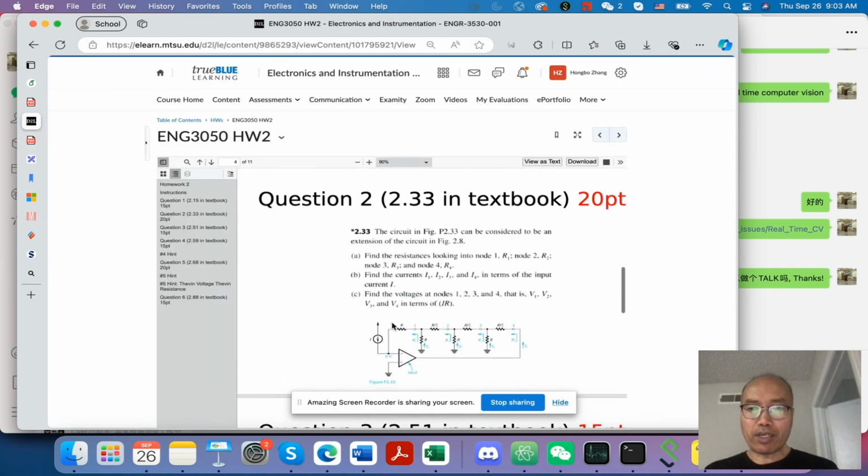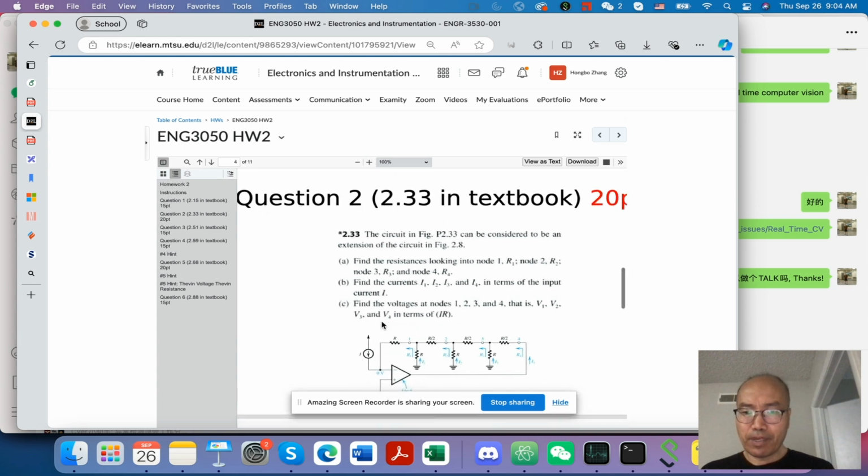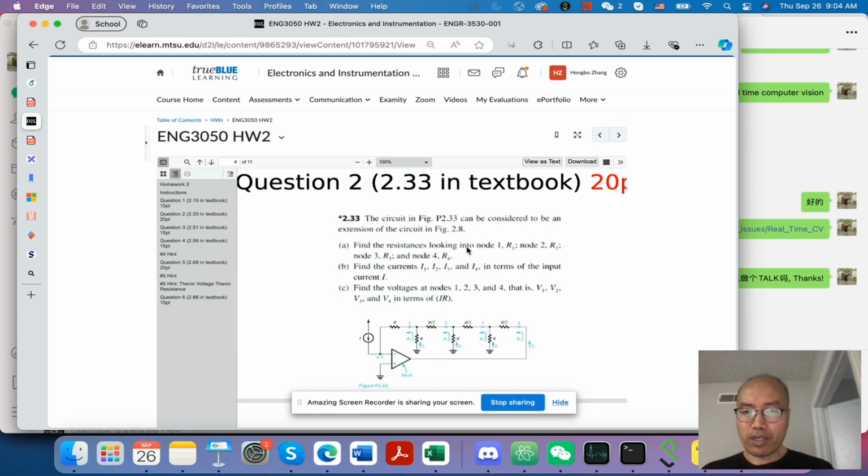Question number two is asking you to find the resistance. He gave you this inverting case, where R1 is made bigger here, with R and half R and so on and so forth. It asks you to find the resistance looking into node one, R1, and node two, R2.